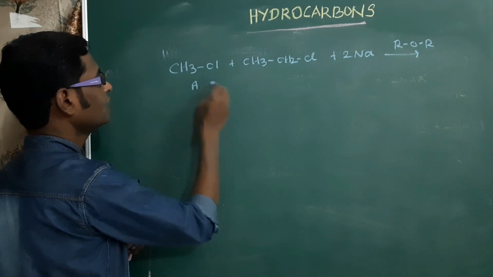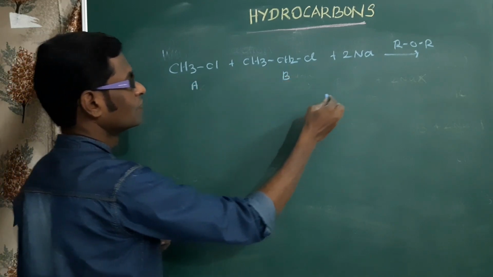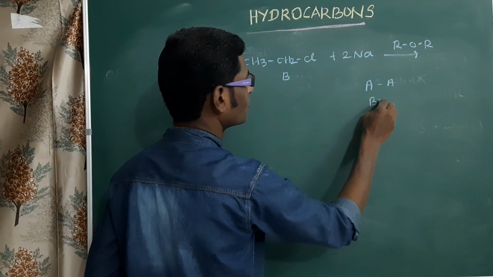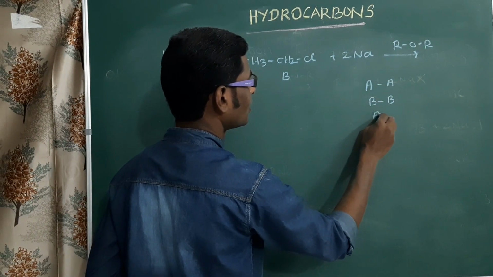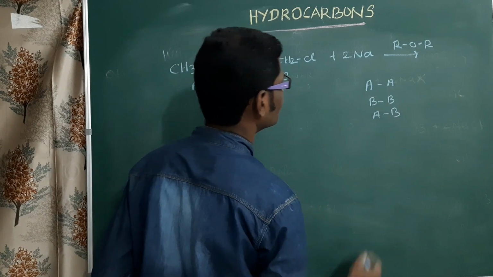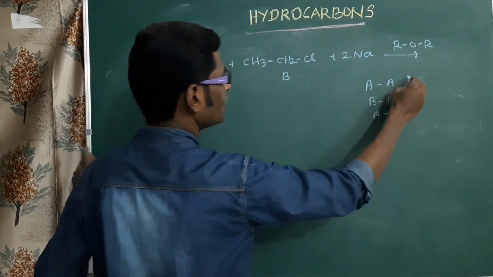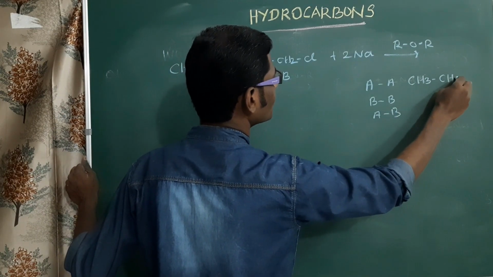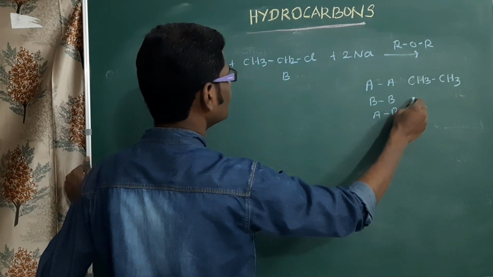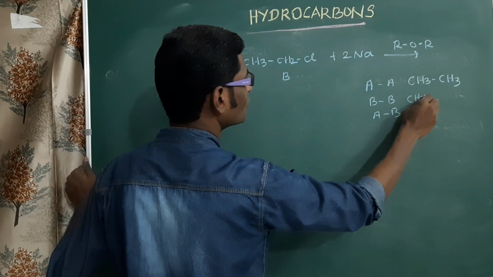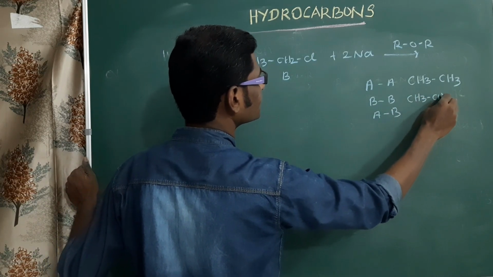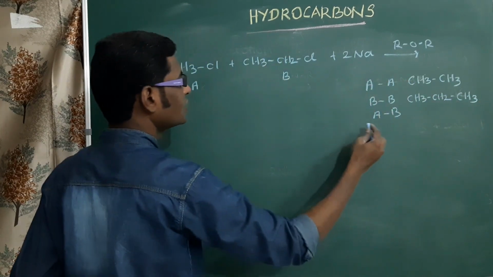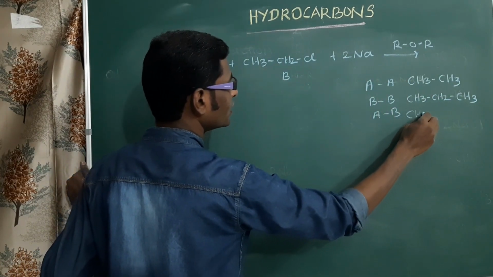We will consider them as A, B. We will get three different types of product: AA, BB and AB. Two methyls join together to form ethane, AA type molecule. AB type molecule, methyl and ethyl join together to form propane. BB type molecule, two ethyls join together to form butane.